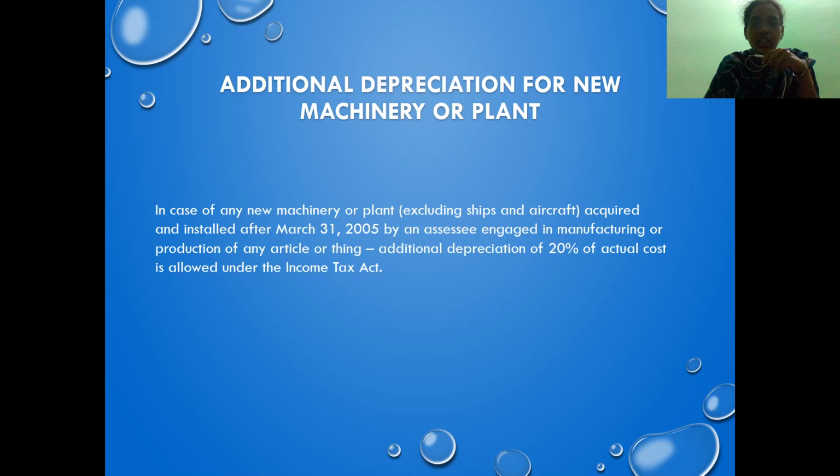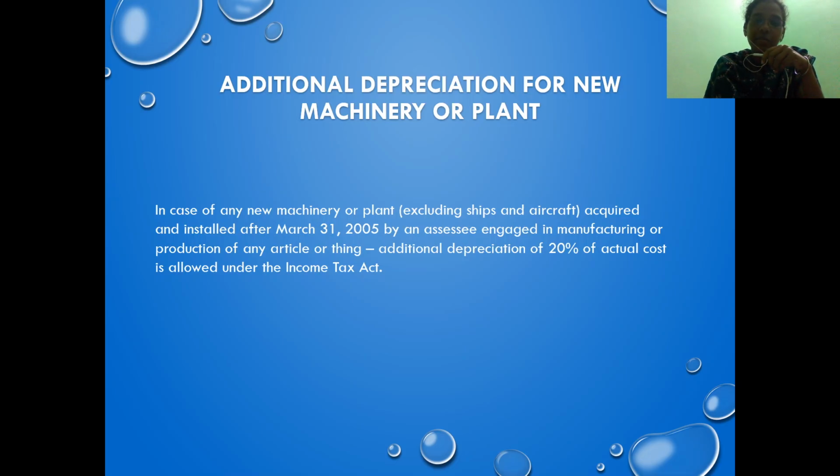So 20% of the actual cost. Actual cost is the cost that is incurred in acquiring the asset. It also includes any other expenses, pre-installation charges, all of that will be added, and if there are any deductions, that will be deducted. That is, if we have received any subsidy from the government, that will be deducted. On that actual cost, 20% will be claimed as additional depreciation.